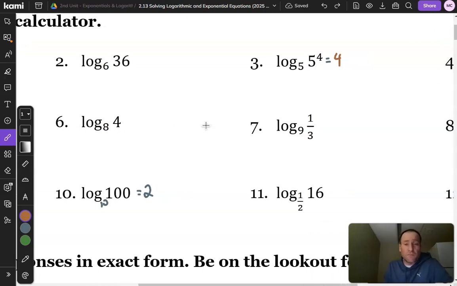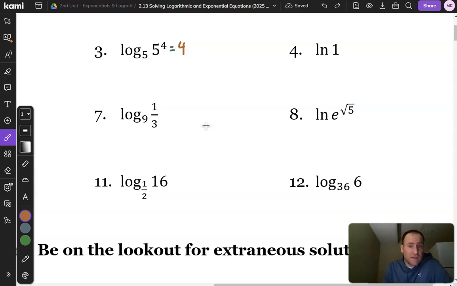I really wanted to do number 7, and 8 here. Actually, we'll do number 4 as well. Actually, this one's pretty quick and painless. Remember, the natural log is base e. e to the something power equals 1. Remember, any number raised to the 0 power is equal to 1.